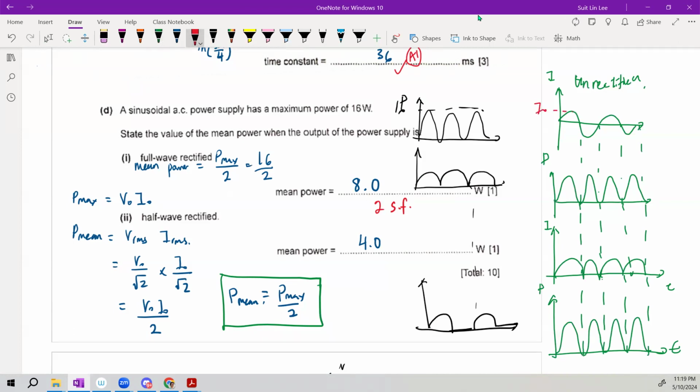Let's say this is I naught. This is I naught squared R. This is still I naught. This is still I naught squared R. So it doesn't matter. I just need to find the mean power, which is the maximum power divided by 2, which is 8. Mean power is maximum power divided by 2. Here's the derivation of why. It's only 1 mark, so it doesn't matter how you arrive at it.